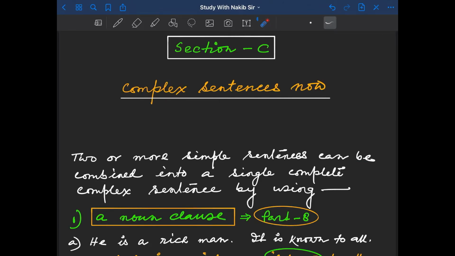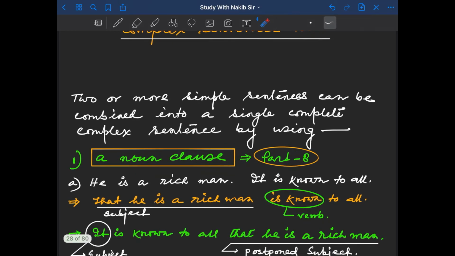Section C, complex sentences. Now here we will see how two or more simple sentences can be combined into a single complete sentence by using a noun clause, an adjective clause and an adverb clause. The first one is by using a noun clause. It is originally part 8 of the original lesson series on joining of sentences for the students of West Bengal Board and ICSE Board. Okay, a noun clause.